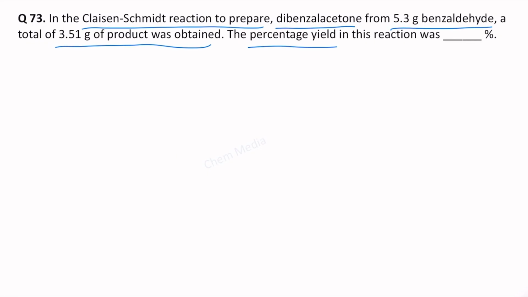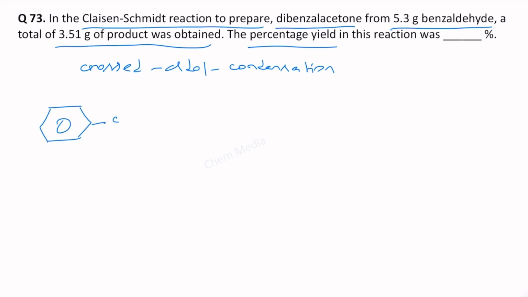We know that the Claisen-Schmidt reaction is a specific type of cross-aldol condensation. What I mean by specific is that we need to have an aromatic carbonyl compound without alpha hydrogen. So that one here is benzaldehyde, which doesn't have any alpha hydrogens. This is reacting with a ketone, and the clue given here is dibenzalacetone. So that means acetone is the ketone that we need to consider as one of the reactants.